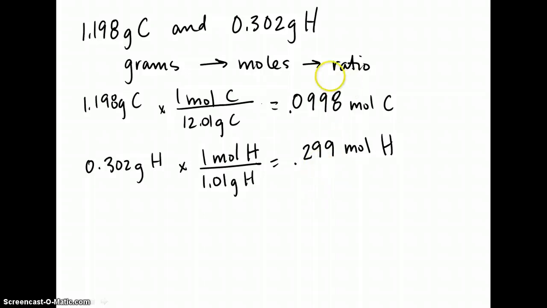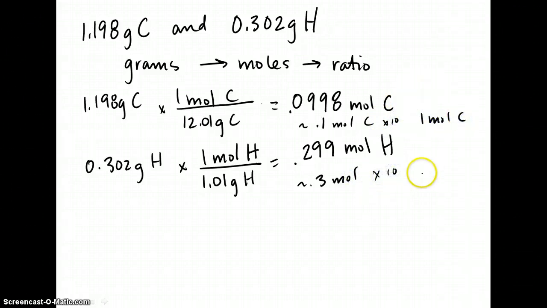If I look at these numbers, I can start seeing that this is pretty close to 0.1 mole of carbon, and this is pretty close to 0.3 moles of hydrogen. If I times it by 10, that would work out to be 1 mole of carbon, and if I times this by 10, that's 3 moles of hydrogen. So it works out to be CH3.